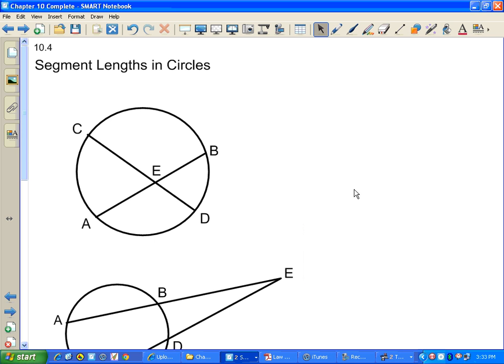So in the previous section, we looked at how angles interact with circles. Now we're going to look at how segments interact with circles, specifically their lengths. We're going to start off looking at it from a proportion standpoint, since that's what we're used to, and we've been working a lot with proportions ever since chapter 8. So let's look at these segments that are created by these two chords intersecting.